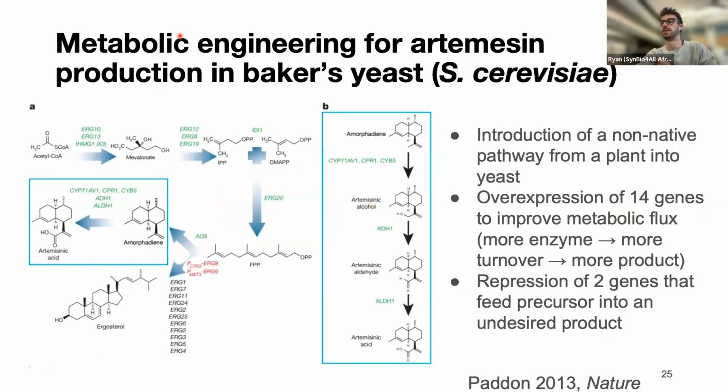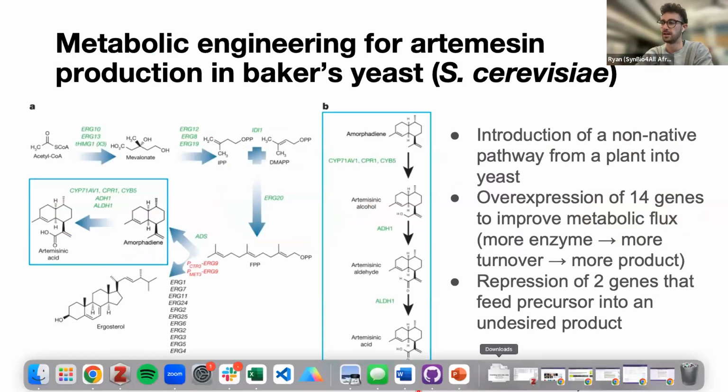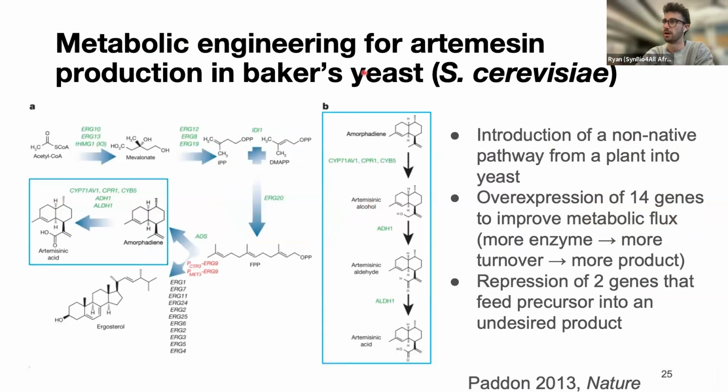So this is from a paper from 10 years ago that was making artemisinin in S. cerevisiae, so baker's yeast, Saccharomyces. And you can see here that they're starting from acetyl-CoA, which, it's okay if you don't know what this molecule is. It's a very important molecule in metabolism because it is essential for growth and it feeds into a lot of essential metabolic pathways for keeping the cell replicating healthily.